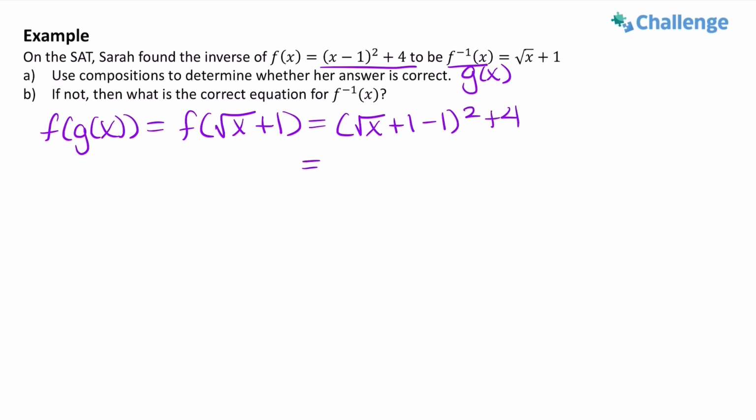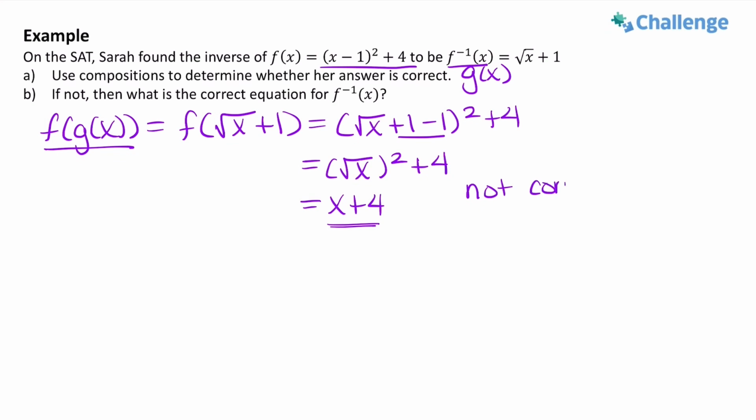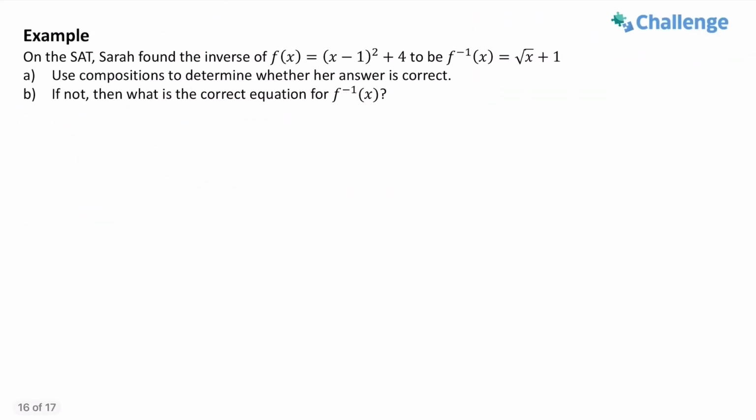Okay, so let's see what happens here. So plus 1 and minus 1 are going to make 0, so they'll cancel. So I have the square root of x squared plus 4, and the square root of x and the squared are going to cancel each other out, so I have x plus 4. Well, f of g of x, remember, that needs to be x. So we already know that it's not an inverse, so her answer is not correct because it's not equal to x. Okay? So then it asks us to figure out what is the inverse then, right?